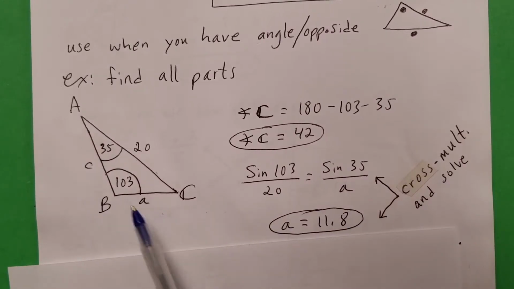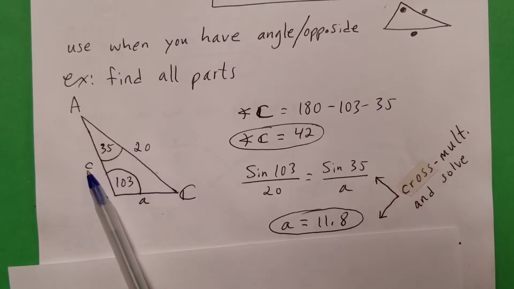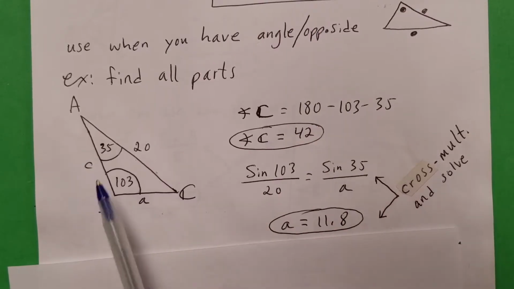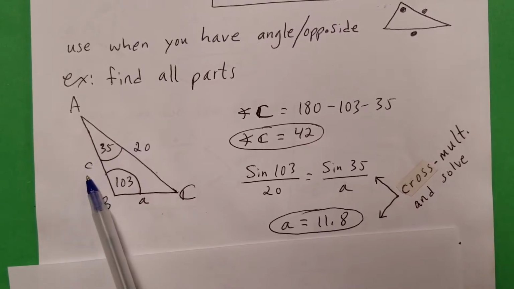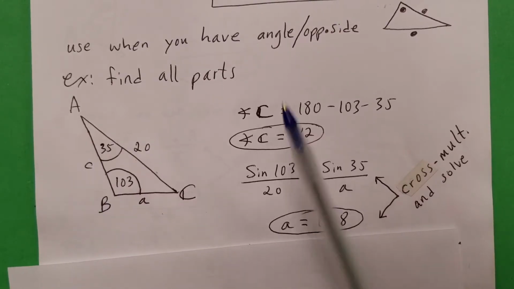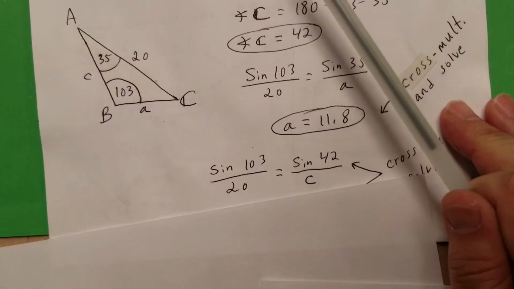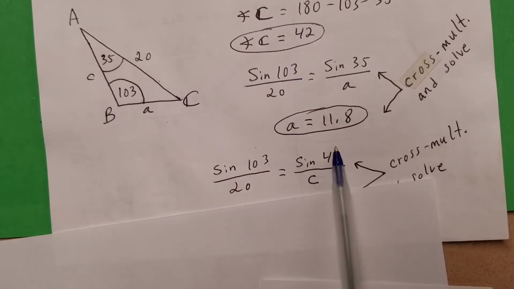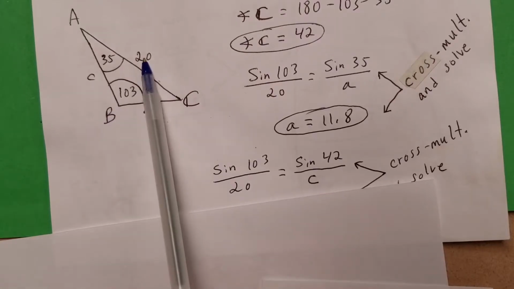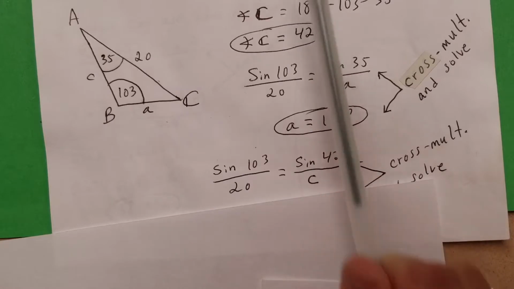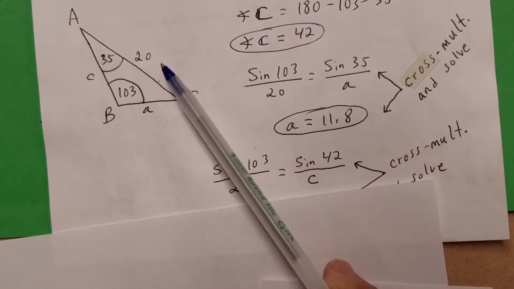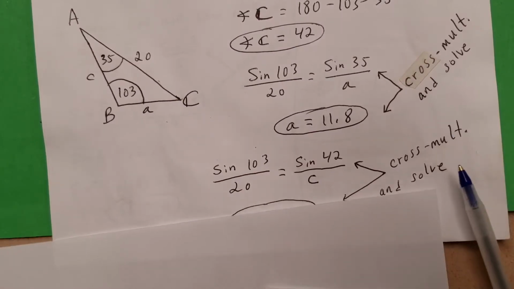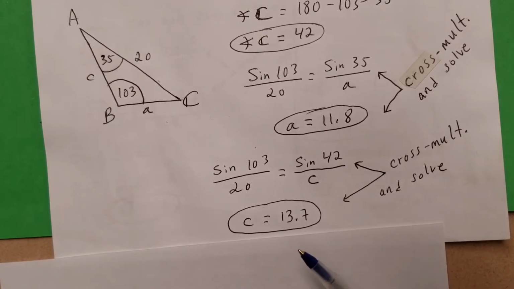So I got side A, I got angle C, and I'm missing side C. So now I need to reset my formula so it includes letter C. Remember, letter C goes with angle C, and I have angle C. So that's where I got this. Sine 42, which I got, goes with C. So sine 42 over C equals sine 103 over 20. That's what the formula says: sine of the angle over the opposite side. And that's it. Do what you did before. Cross multiply and solve, and you'll get C is equal to 13.7.